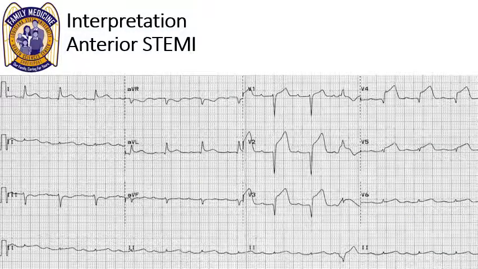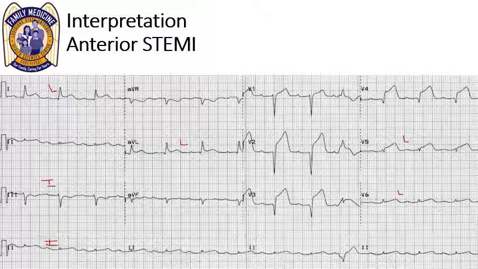This is an anterior wall STEMI right here. So again, using our nomenclature, here's our lateral, 1, AVL, V5, V6. And then we have our inferior right here, our 2, 3, AVF. Oh, sorry, that's the rhythm strip. Delete that for a minute. And then we have our septal leads, our anterior, so V1, V2, V3, and V4.